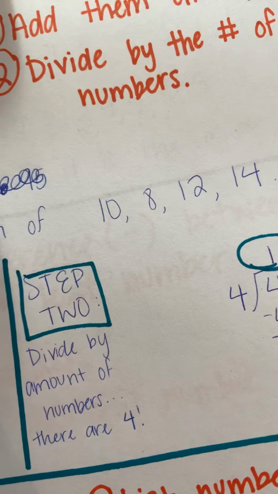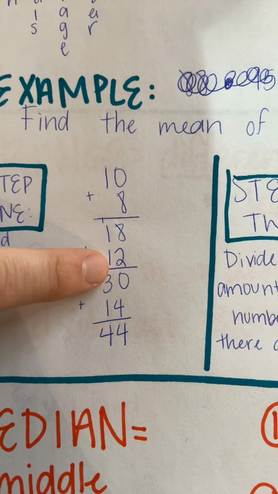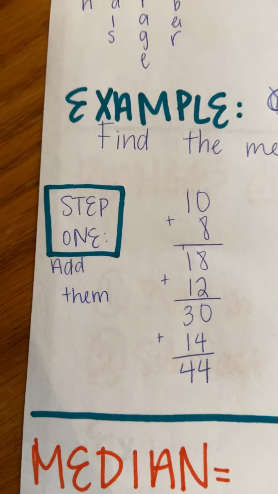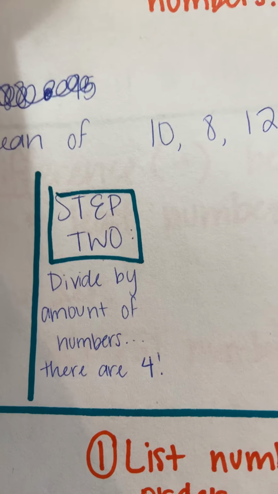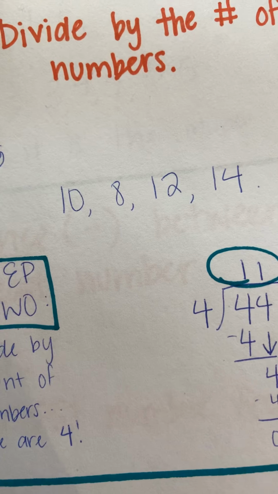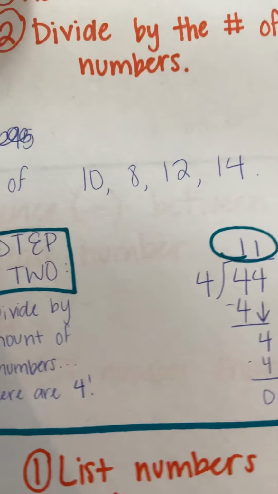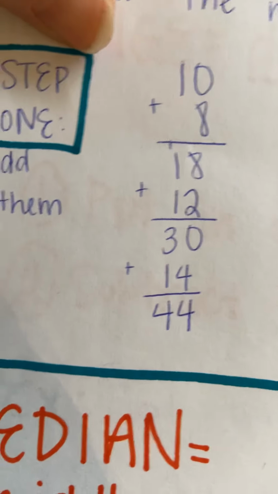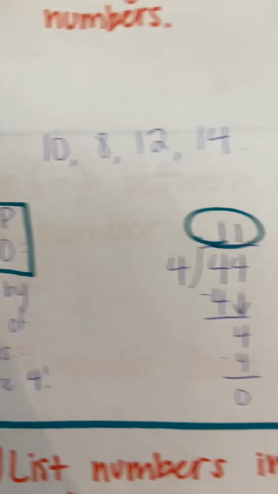All of these from up here, 10, 8, 12, 14. So just adding up the numbers is the first step. That's it. Now step 2, divide by the amount of numbers. If we're looking back up here, there's 1, 2, 3, 4 numbers. So we had our sum of 44. We're going to divide that by 4 because there's 4 numbers.